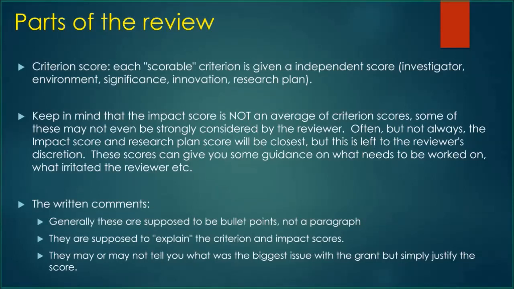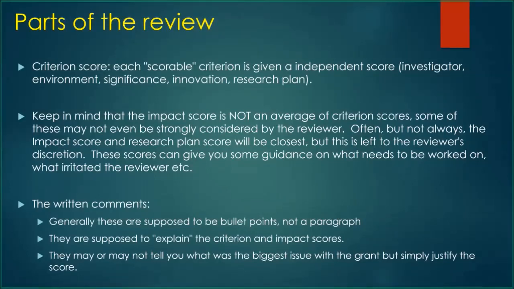Now, one reason it's not just a rank average of the criterion scores is, to be honest, the vast majority of investigator scores are 1s, 2s, and 3s. Even for grants that might get an impact score of 8, it's not at all unusual for the investigator to get a score of 2, because somebody can be a great investigator who wrote a crappy grant.